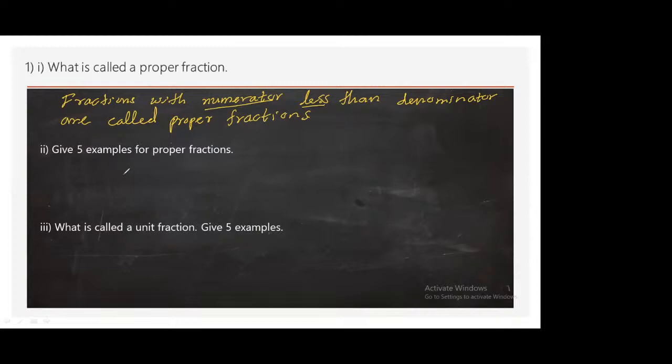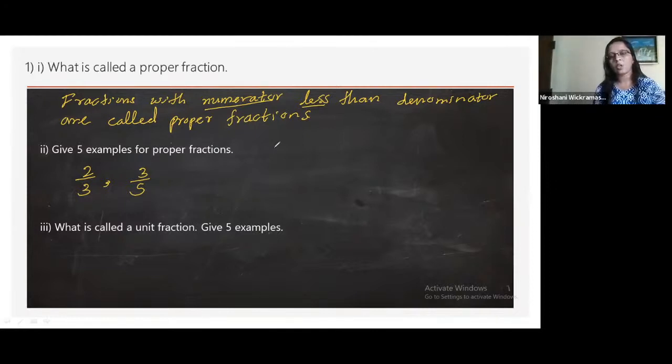Give 5 examples for proper fractions. So I will write 2/3, 3/5. Can you see? Can you identify the numerator and denominator? Now I will say yes, right? Because all of you can separately identify the numerator and denominator. Here 3/5, 7/12, 6/15, 1/5. This is a unit fraction, but it's also a proper fraction because the numerator is less than the denominator.